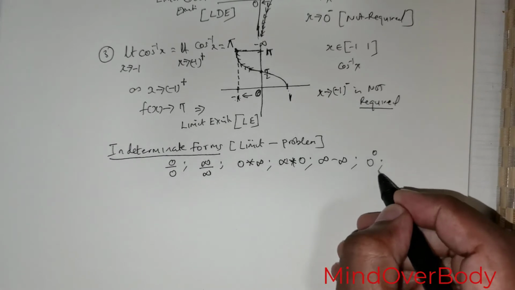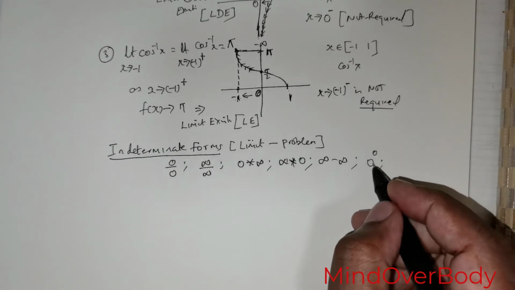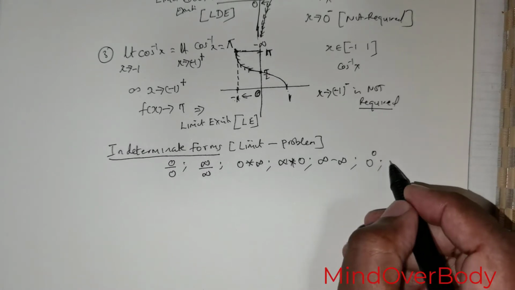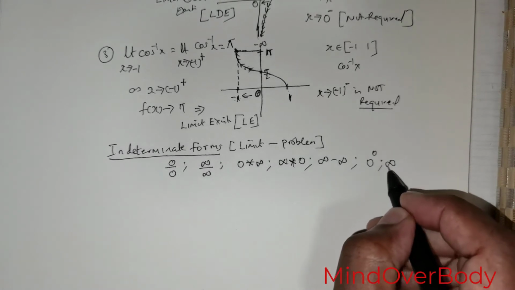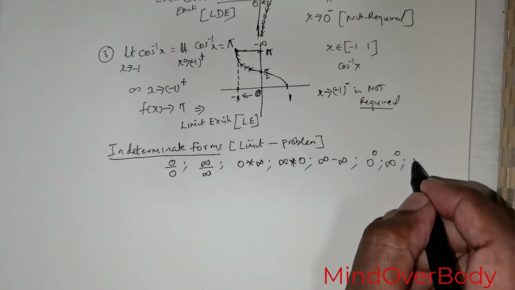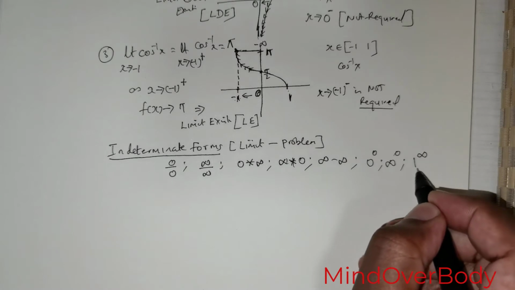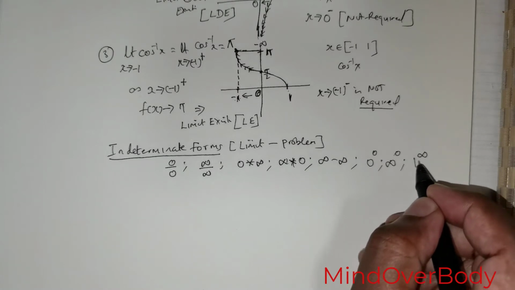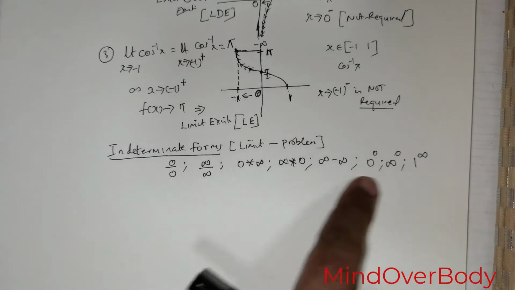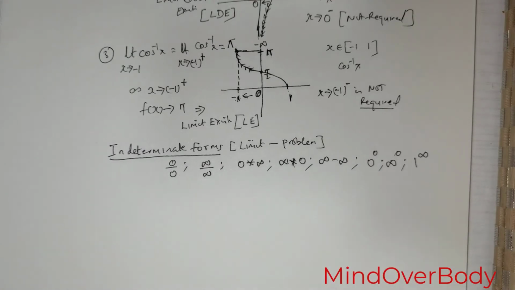0 raised to the power of 0. This is not equal to 1, but a lot of people will say it's equal to 1. That's incorrect. 0 raised to the power of 0 is an indeterminate form. Infinity raised to the power of 0. This is also an indeterminate form. And 1 raised to the power of infinity. It is important to understand 1 raised to the power of infinity is not equal to 1. So these are the forms that we will be dealing with in this section.